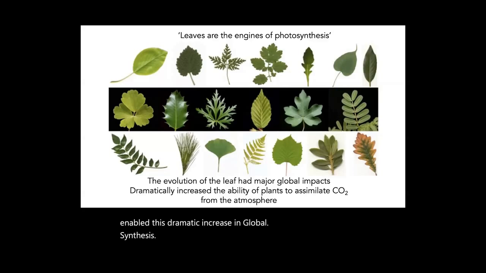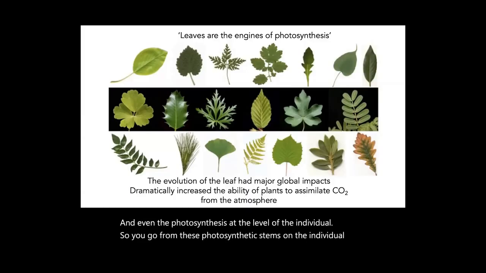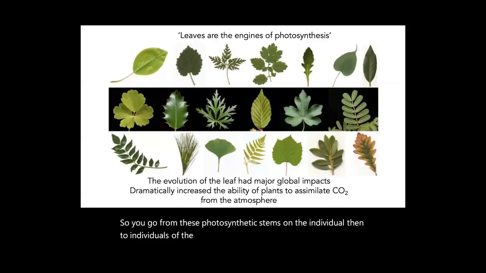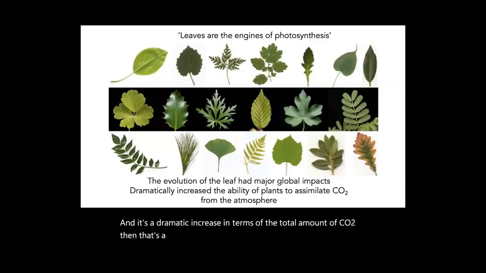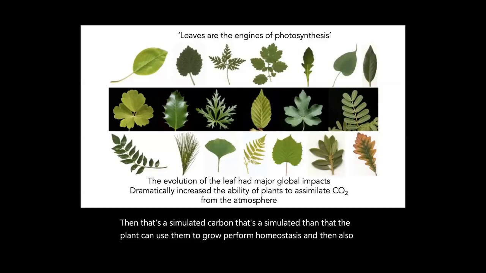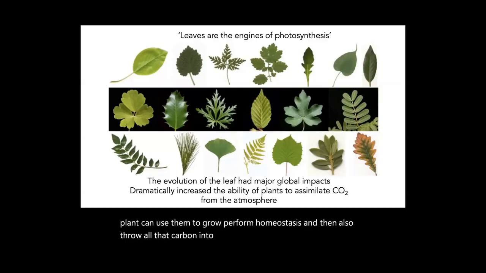And even the photosynthesis at the level of the individual. So you go from these photosynthetic stems on the individual then to individuals of the leaves. And it's a dramatic increase in terms of the total amount of CO2, the carbon that's assimilated, that the plant can use to grow, perform homeostasis, and also throw all that carbon into seeds and fruits and reproductive structures, okay?